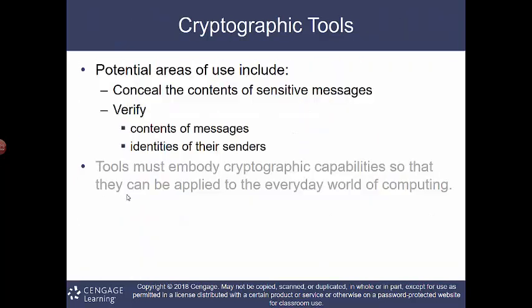Now there are different kinds of tools that are used for cryptographic encryption. Potential areas of use for all these include, as we mentioned, concealing the contents of sensitive messages, so being able to transmit emails back and forth and not have those messages understood by somebody else. We can also use this a little differently. That would include verifying the contents of the messages and also identities of their senders. So there's, again, other uses for these cryptographic tools that are out there.